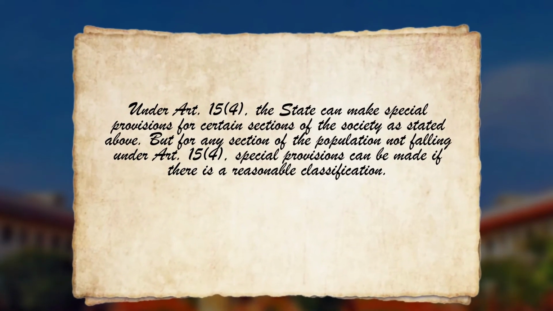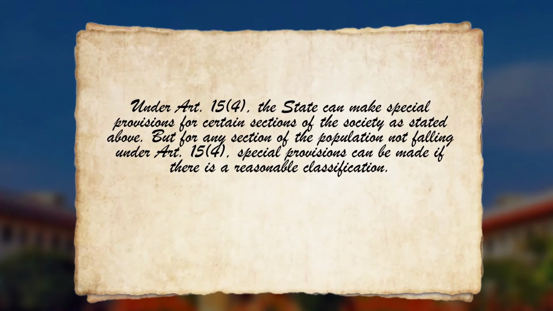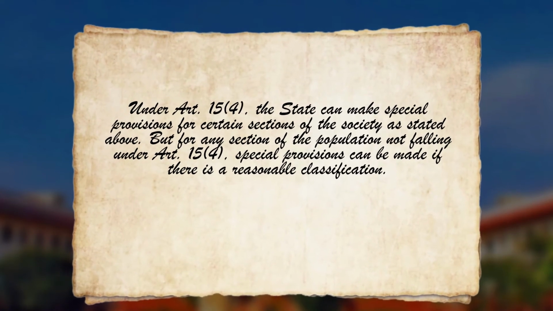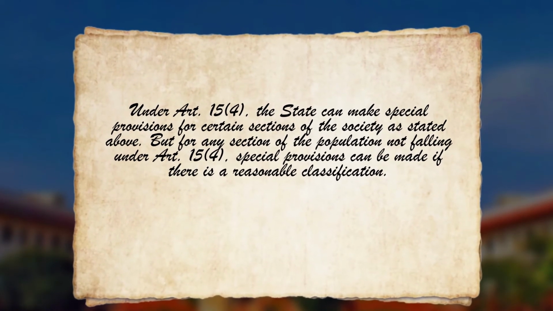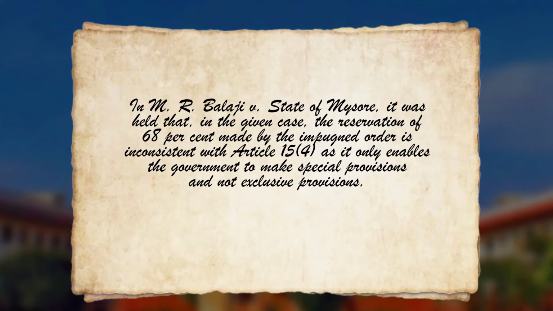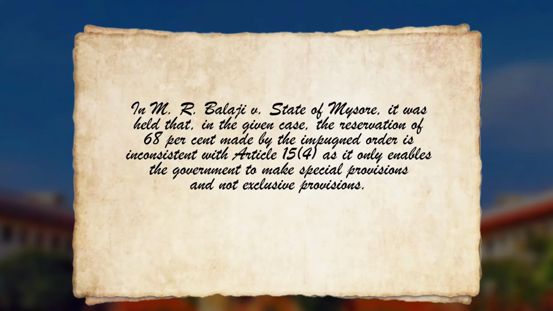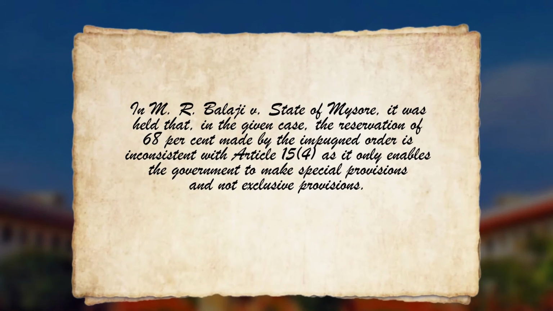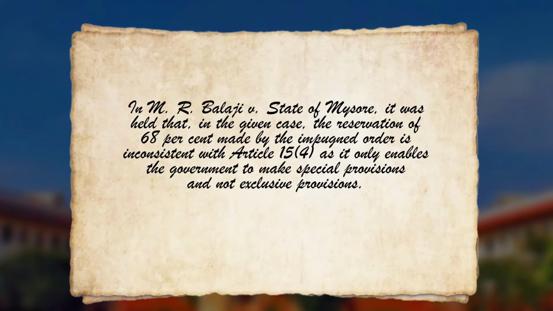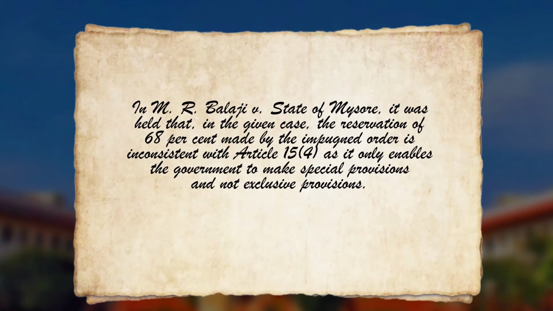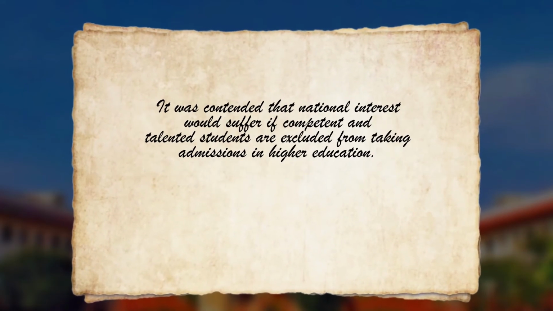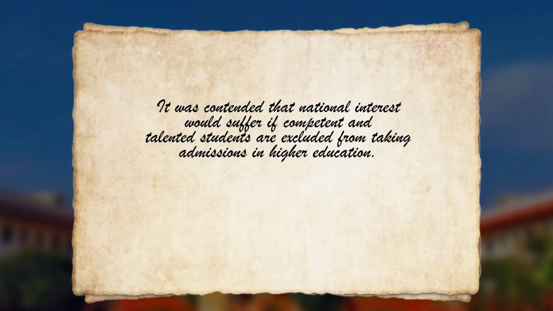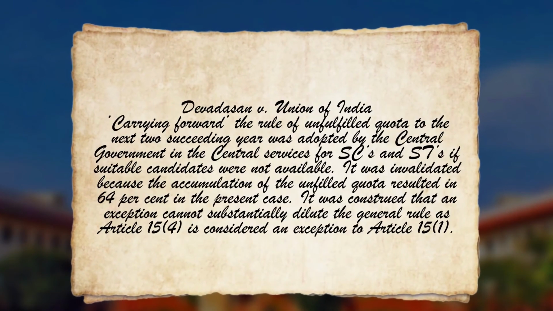Under Article 15(4), the state can make special provisions for certain sections of the society as stated above, but for any section of the population not falling under Article 15(4), special provisions can be made if there is a reasonable classification. In M.R. Balaji versus State of Mysore, it was held that in the given case, the reservation of 68% made by the impugned order is inconsistent with Article 15(4), as it only enables the government to make special provisions and not exclusive provisions. It was contended that national interest would suffer if competent and talented students are excluded from taking admissions in higher education.